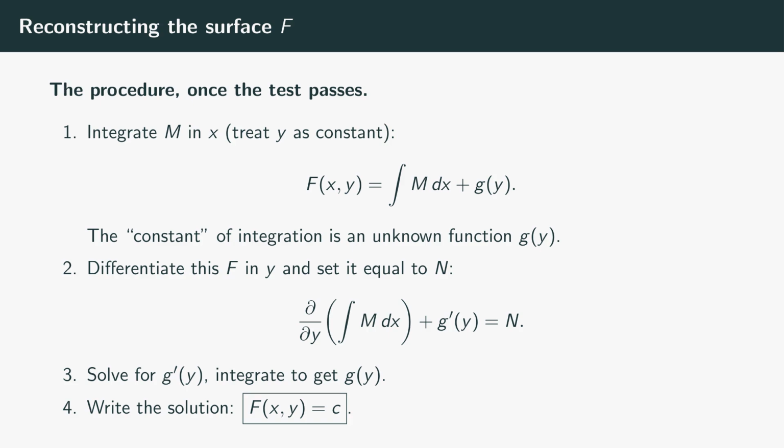Now use the other condition. Differentiate this f with respect to y and set it equal to n. Most terms come from the integral. Whatever is left over must equal g prime of y. Solve for g prime, integrate it to get g of y, and drop it back in. You now have the full surface f.